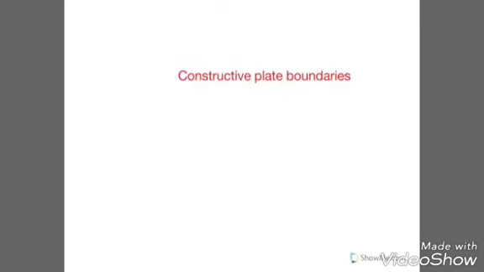Hello, we're going to discuss what a constructive plate boundary is today. And we're going to use diagrams and illustrations, so you're all very clear on exactly what the science is behind a constructive plate boundary. Essentially, it should be looked at like this.